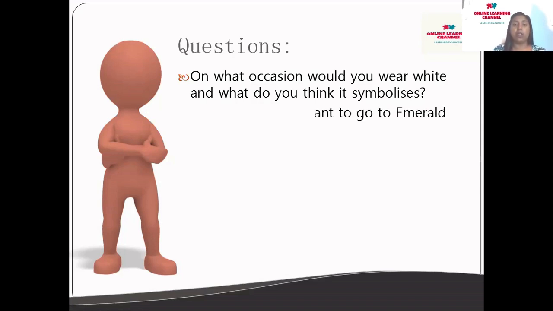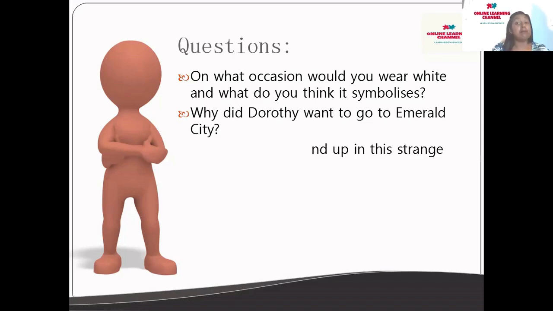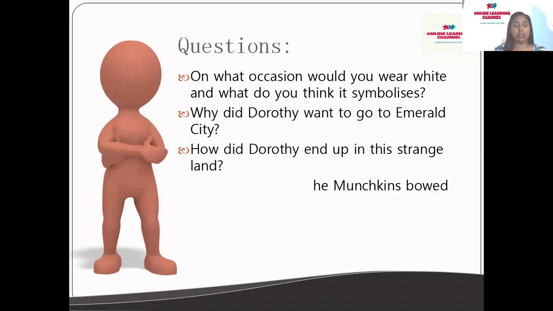Number two, why did Dorothy want to go to Emerald City? There was a reason. She was trying to get there to find, you complete the rest. How did Dorothy end up in the strange land? Towards the end, she told us how she ended up in the strange land.